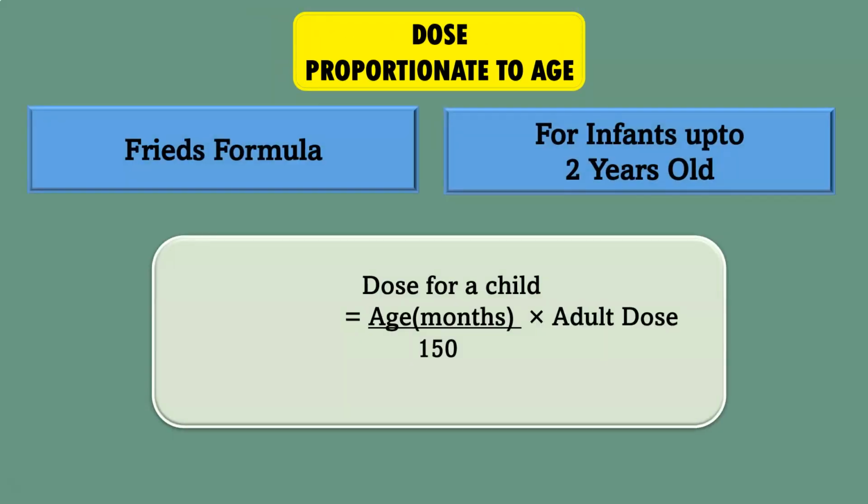Then next is Fried's formula. You are going to use Fried's formula for infants up to 2 years old. And what is Fried's formula? Dose for a child is equal to age, given in months, divided by 150, into adult dose. So this is Fried's formula.